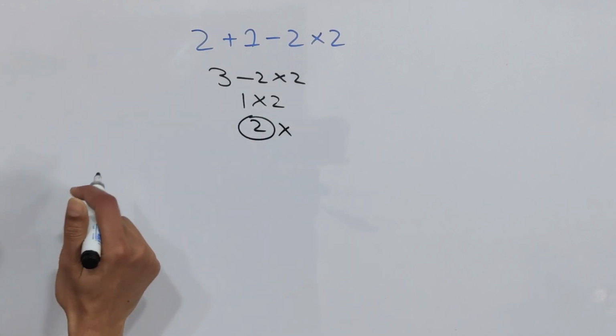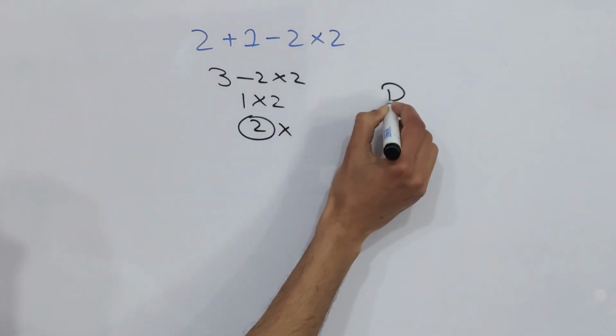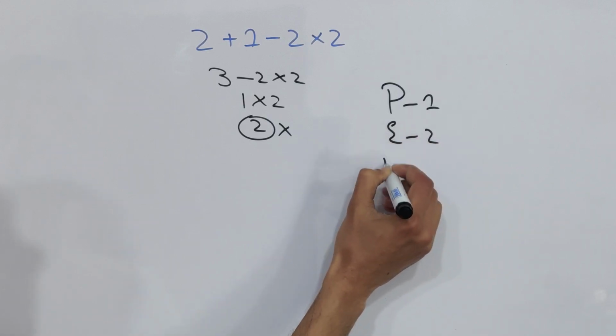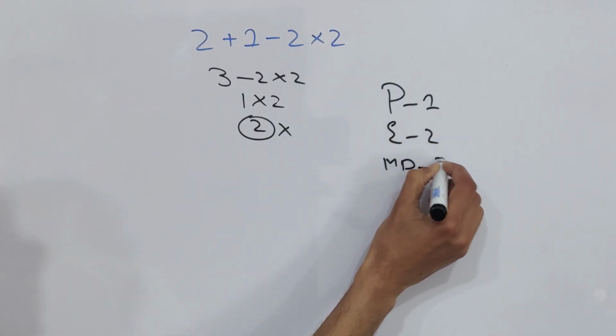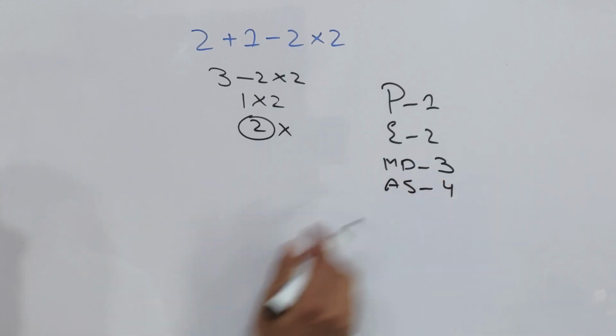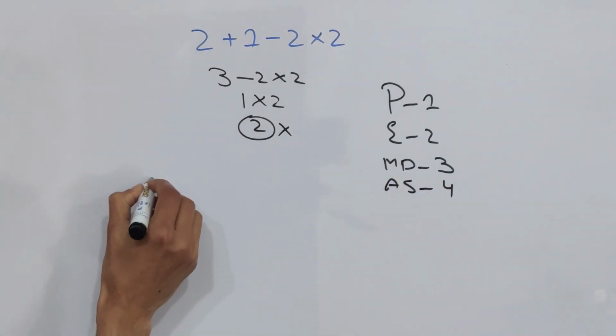So follow the order of operations. We use PEMDAS: parentheses first, exponents, multiplication and division from left to right, then addition and subtraction from left to right. Okay, so solve again.